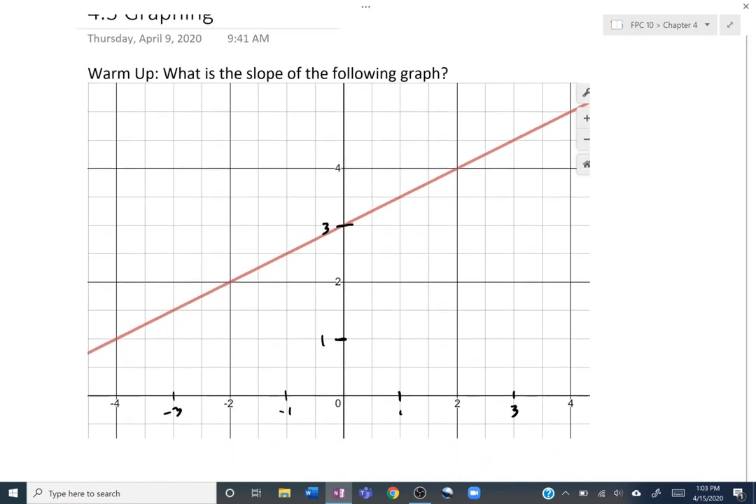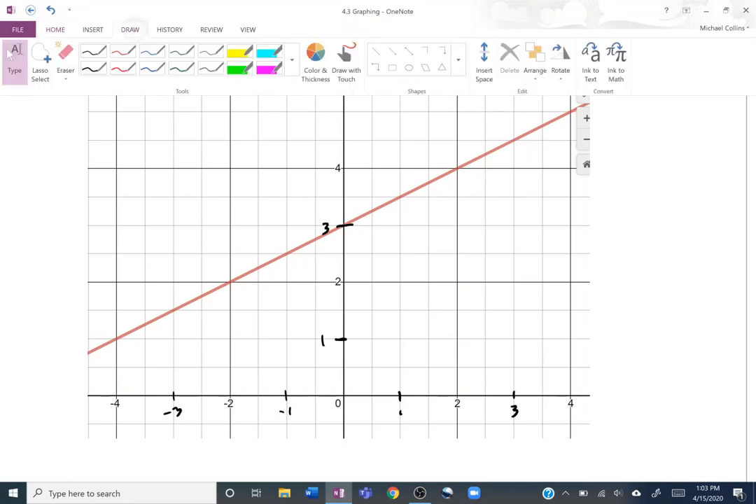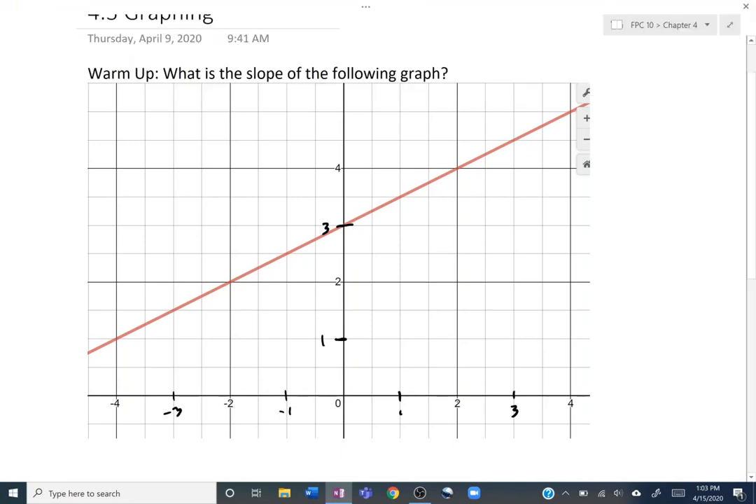I've got a little warm-up question here, so take a second if you'd like. Pause the video and see if you can figure out what is the slope of the following graph. I'm just going to change my pen. I think it's a little bit easier to see red. If it turns out that I am wrong, let me know.